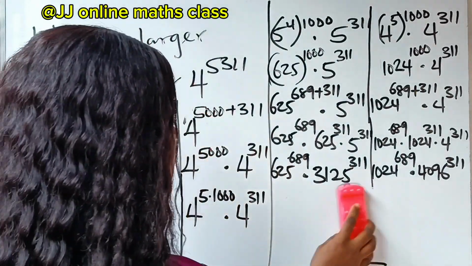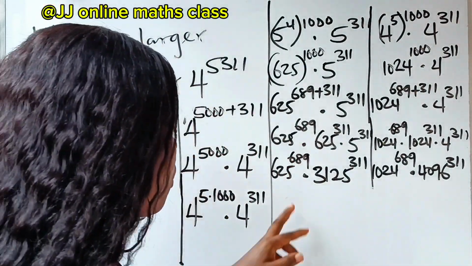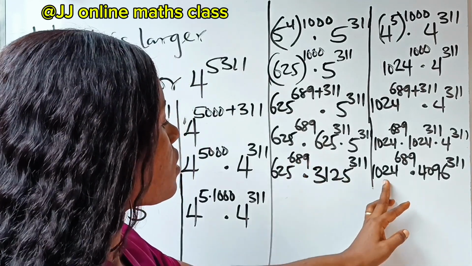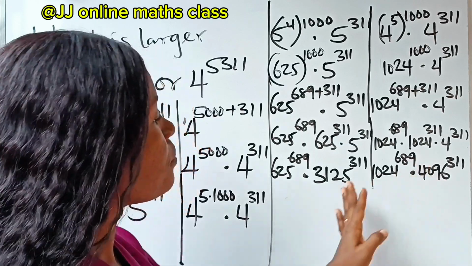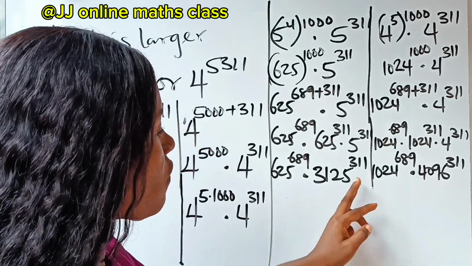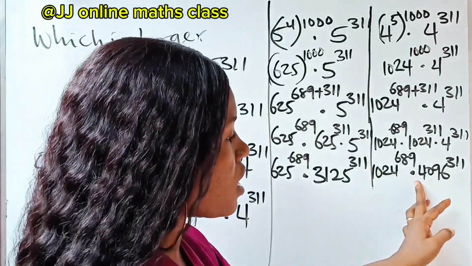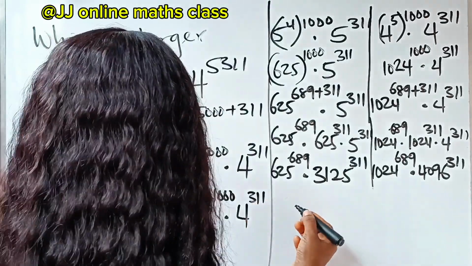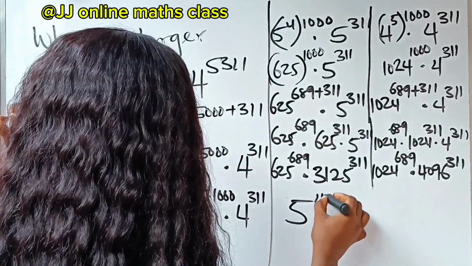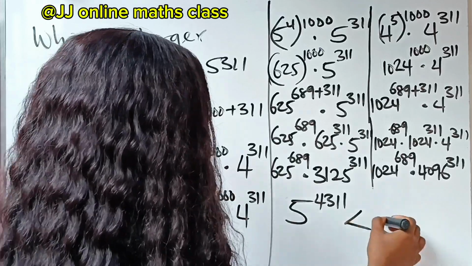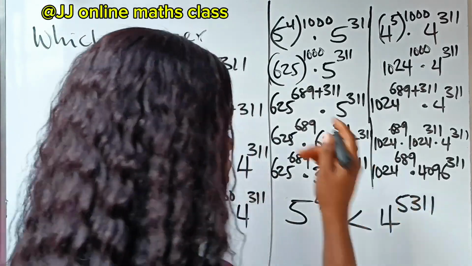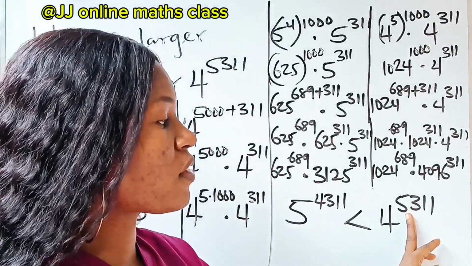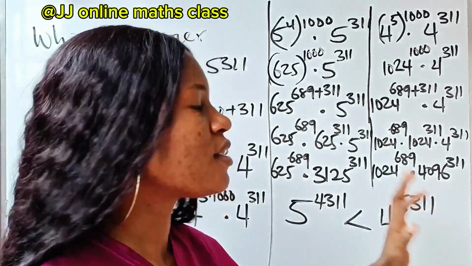Okay, so I think at this point we have something clearer. We have 625 raised to the power of 689 here, and we have 1024 to the power of 689, which is bigger. Now this side we have 3125 to the power of 311, but here we have 4096 to the power of 311, which is still bigger. So this simply means that 5 raised to the power of 4311 is less than 4 raised to the power of 5311. So actually the larger one is 4 raised to the power of 5311.